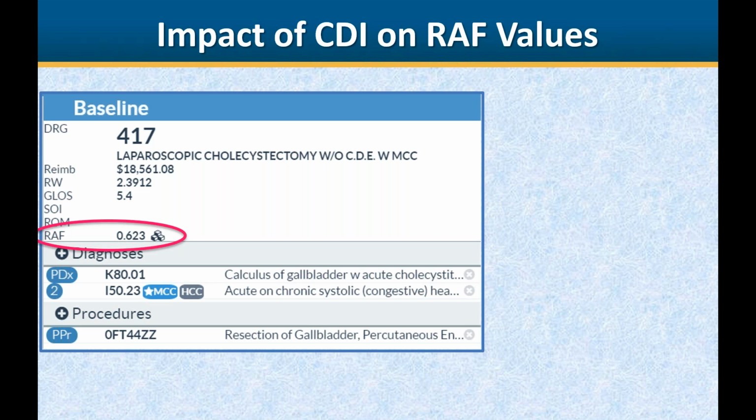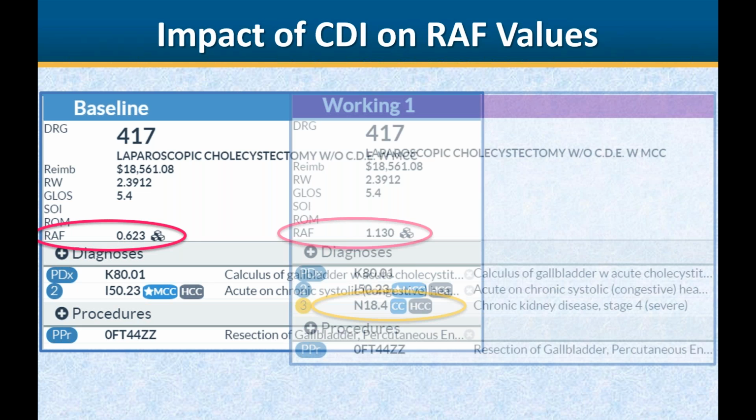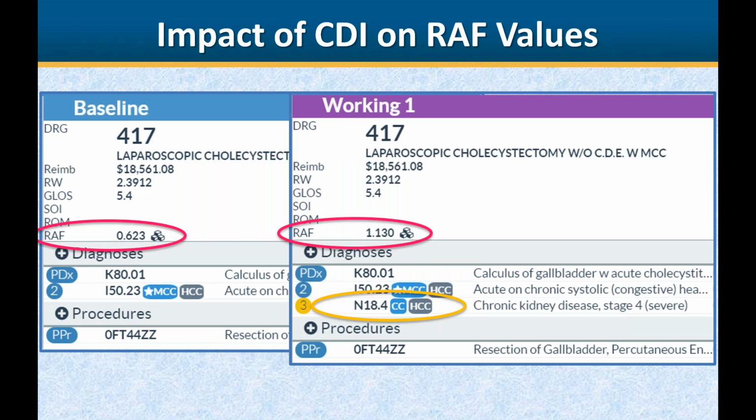But if you queried for the renal failure, you are not going to impact the reimbursement. You are not going to impact the GLOS or the relative weight because you already had an MCC, and you can't get any better than an MCC. So you had a diagnosis, a procedure, and an MCC. You got the maximum money.